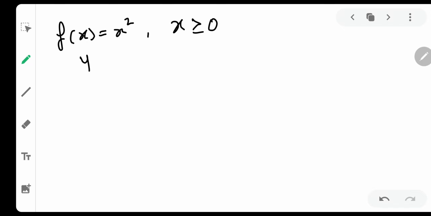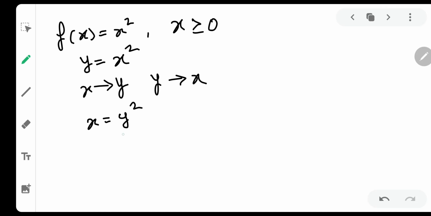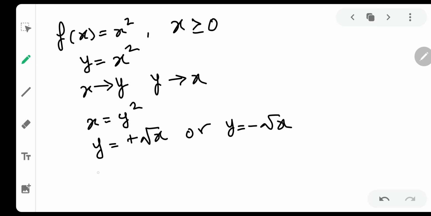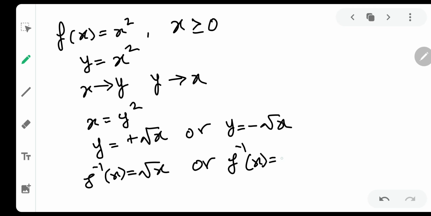How do we solve that? We put y equal to x square, then replace x by y and y by x. So this will be x equal to y square. So if you take the root, y will be equal to positive root x, or y is equal to negative root x. Okay, so f inverse x comes out to be positive root x, or f inverse x comes out to be negative root x.